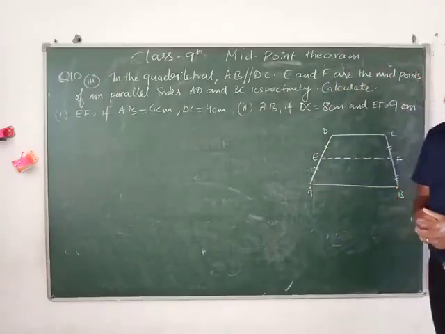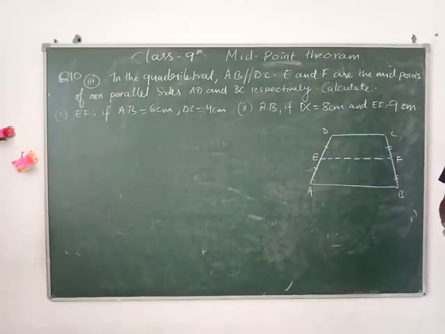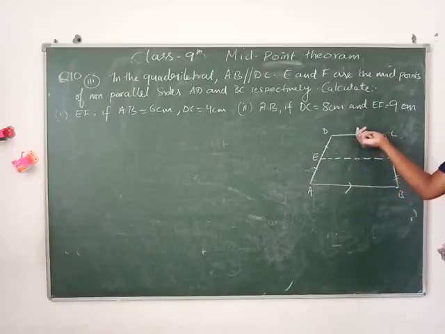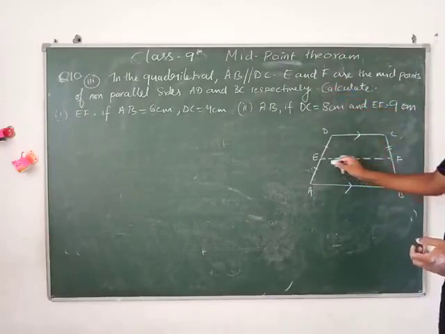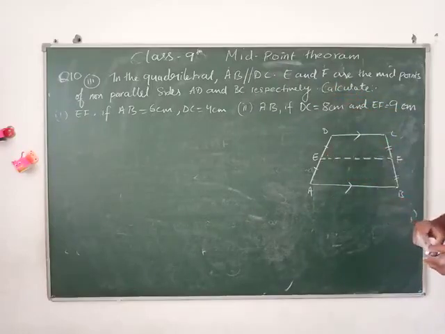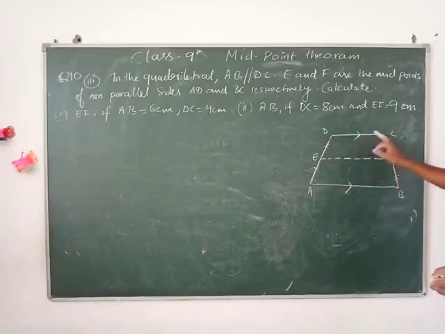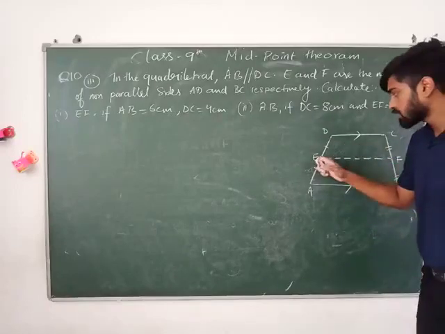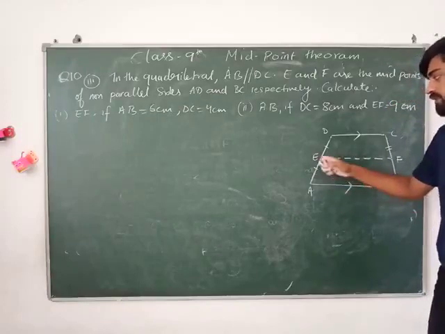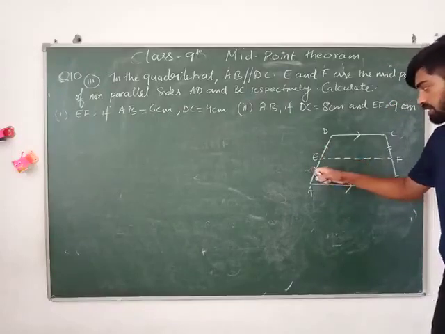Question number 10, third part says in the trapezium, AB is parallel to DC. So this line is parallel to DC. I know that, they have given it. They also have given E and F are the midpoints of non-parallel sides. So these are non-parallel sides. AD is not parallel to BC. But on that non-parallel side, they have given that E is the midpoint. If E is the midpoint, then this side is equal to this side, or this much is equal to this much.